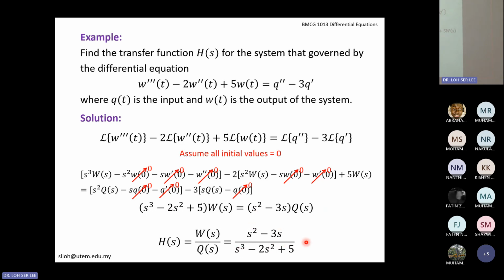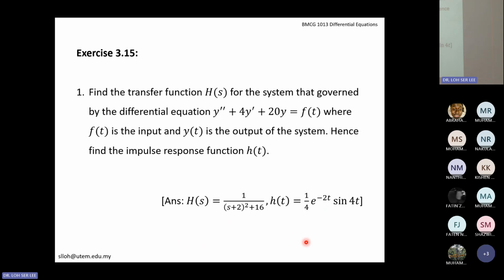Transfer function actually is quite simple, if you know that transfer function is the output over input. Now we try this. Find the transfer function that is governed by this differential equation, where f is the input, y is the output. Once you get your transfer function, find the impulse response function. Impulse response function means that you just apply the inverse Laplace to the transfer function, and you will get the impulse response function.